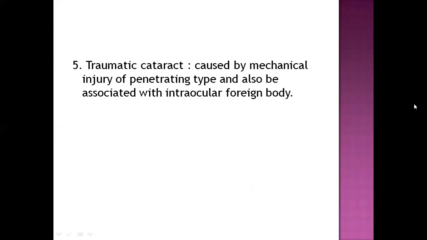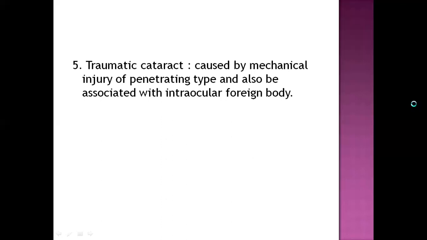Traumatic cataract is caused by mechanical injury of the penetrating type and can also be associated with an intraocular foreign body. So traumatic cataract is basically caused by physical, mechanical, penetrating injury. After the penetration, there are chances that a foreign body and infectious organisms might enter the eye. So traumatic cataract is characterized by mechanical injury and entry of an intraocular foreign body.